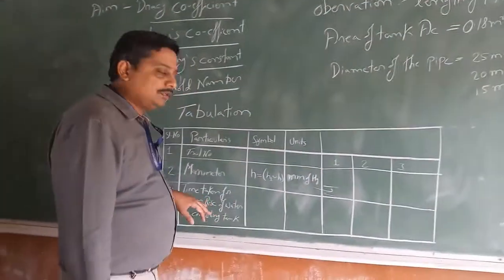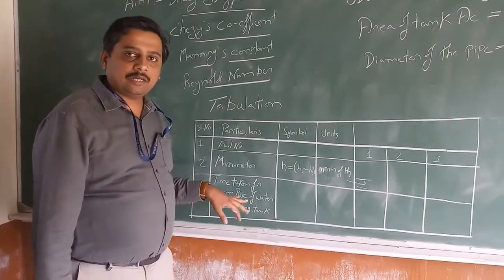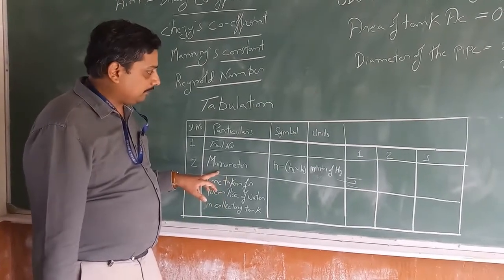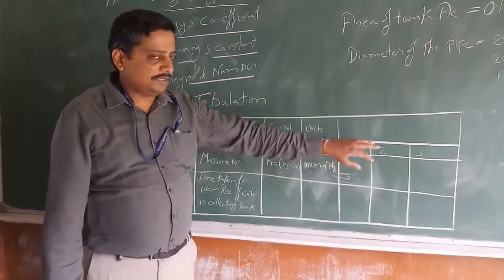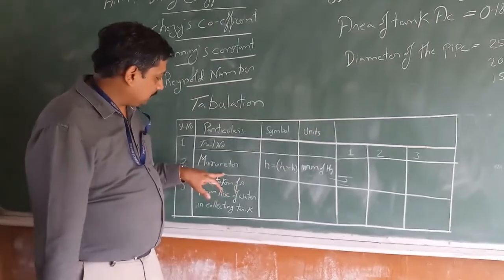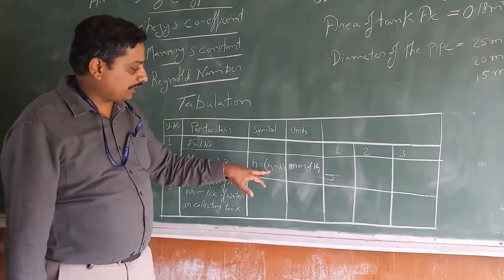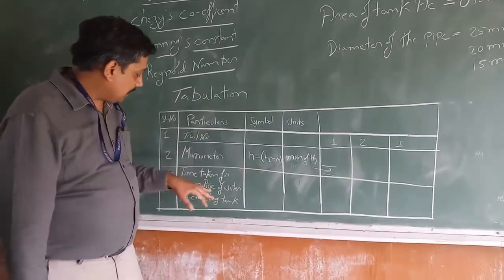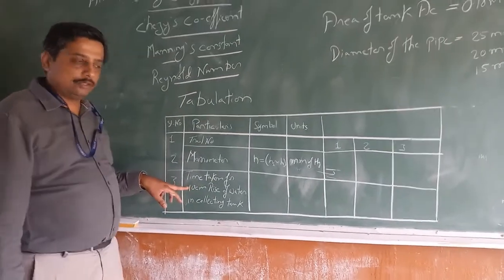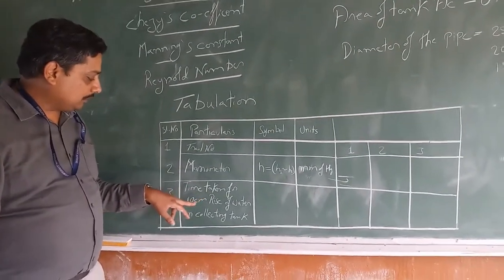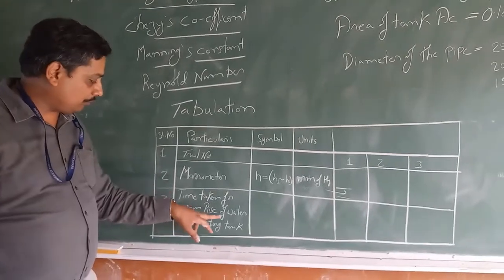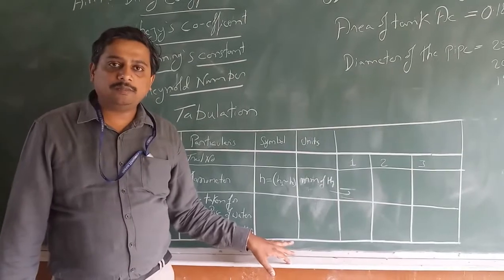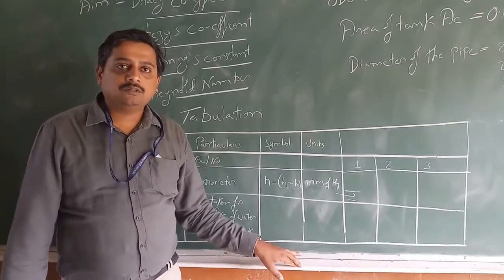And this is an observation tabular column which we are required to fill in during the conduct of the experiment. The first one is you need to take 3 trials for each pipe, and the manometric head H is the difference of H1 and H2 with the left limb as well as the right limb. And the third observation is the time taken for a 10 centimeter rise of water level in the collection tank. So this observation tabular column has to be filled while conducting the experiment.